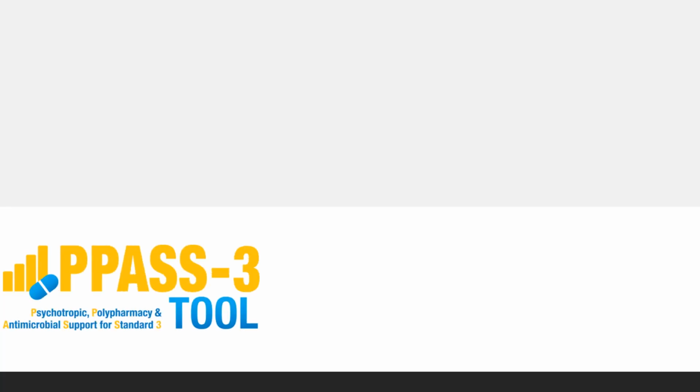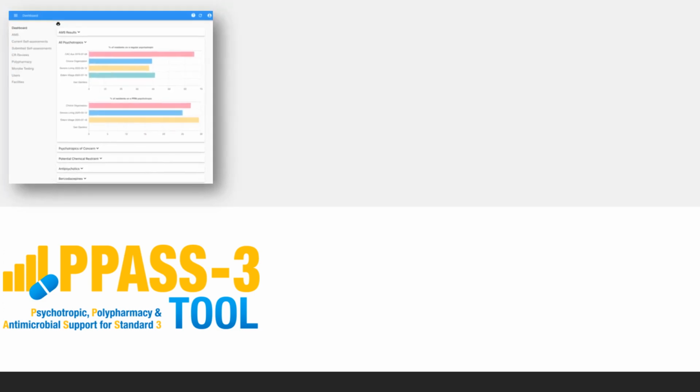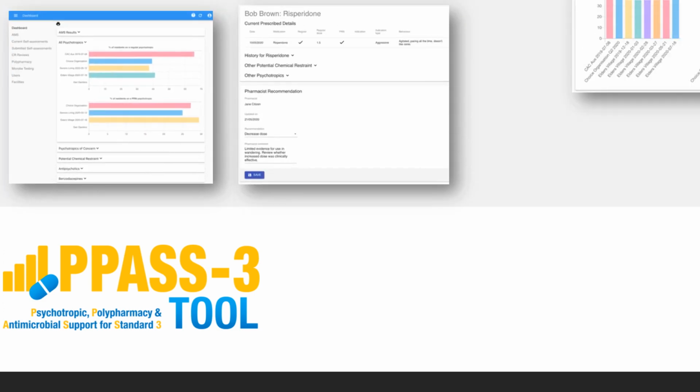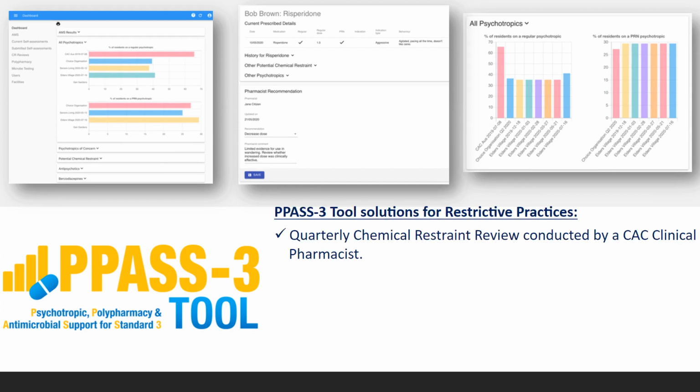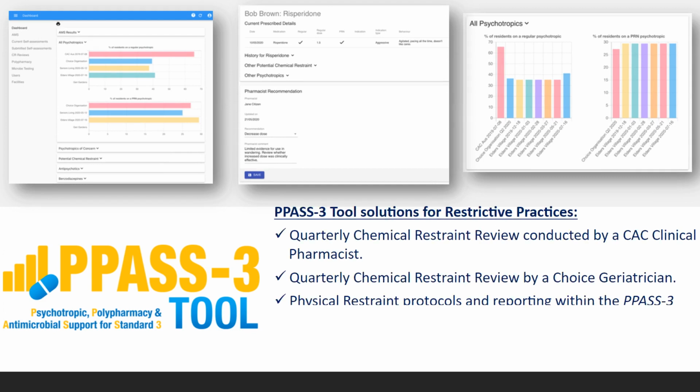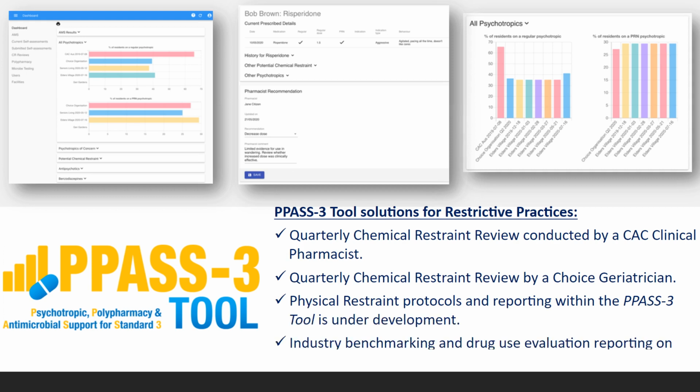So this is the PPAS-3 tool. That stands for psychotropic polypharmacy and antimicrobial support for standard 3. This is a quarterly review that's conducted by a clinical pharmacist and a geriatrician, and then some physical restraint protocols and reporting are being developed. It's under development, and there's industry benchmarking and drug use evaluation as well on psychotropic and chemical restraint use.